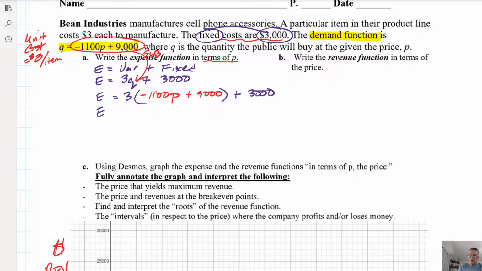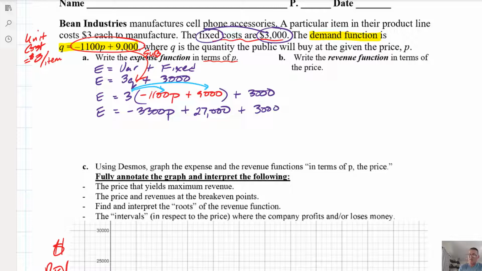And so we got to distribute twice, right? Got to distribute here and then collect like terms. You know, this basic algebra 1 stuff. Okay, so 3 times negative 1100 is negative 3300 times P. 3 times 9,000 is 27,000. All right, 3 times 9 is 27. That's how I got that.